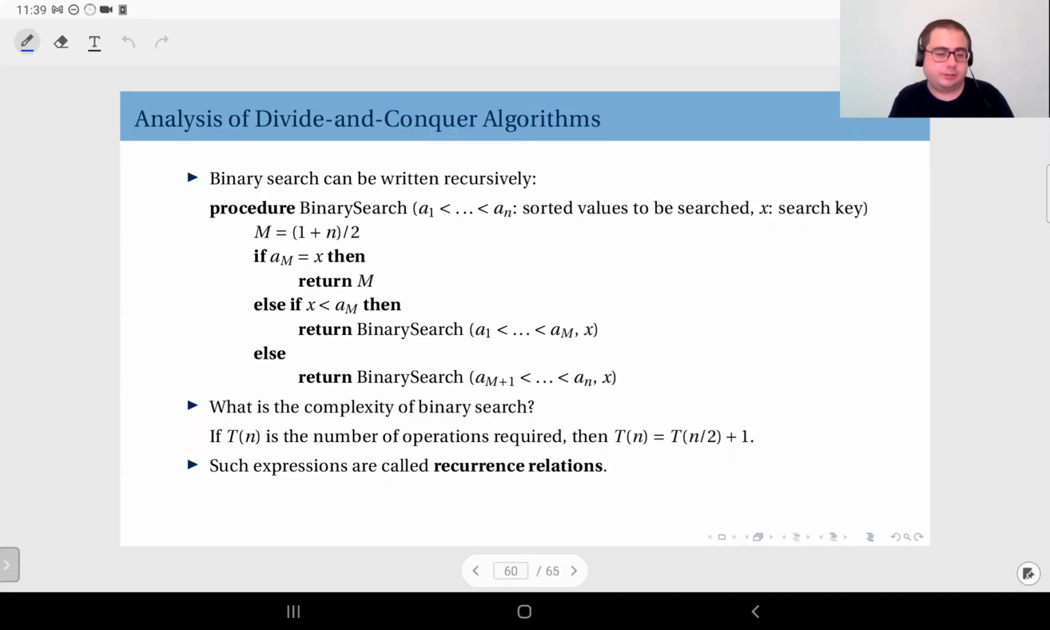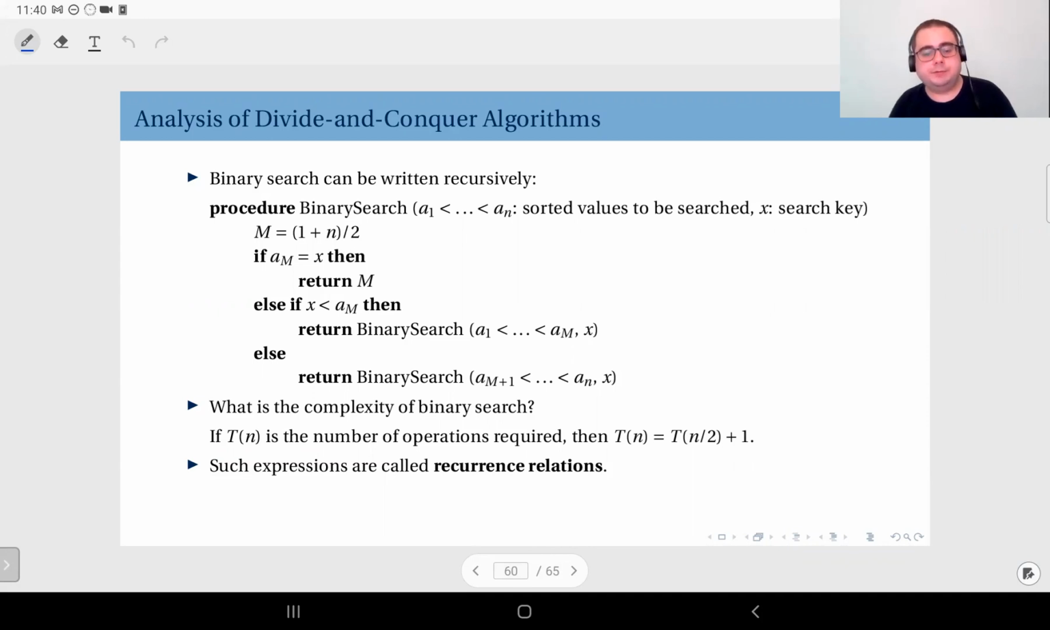You just look at the code, you could look at the pseudocode, or if you have the actual code, and then depending on the average case or the worst case, you can determine how many executions of operations are required to complete the algorithm.